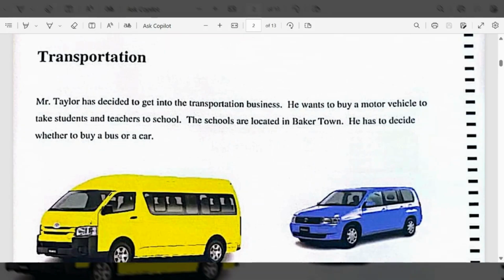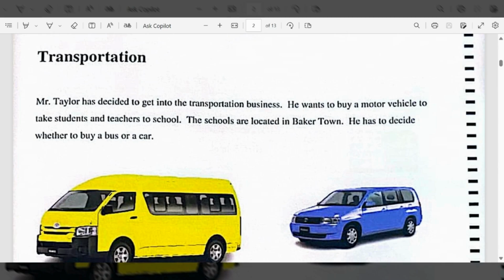In this video, we're going to look at the 2025 Mathematics Performance Task. And the title is Transportation. Let's read the scenario. Mr. Taylor has decided to get into the transportation business. He wants to buy a motor vehicle to take students and teachers to school.